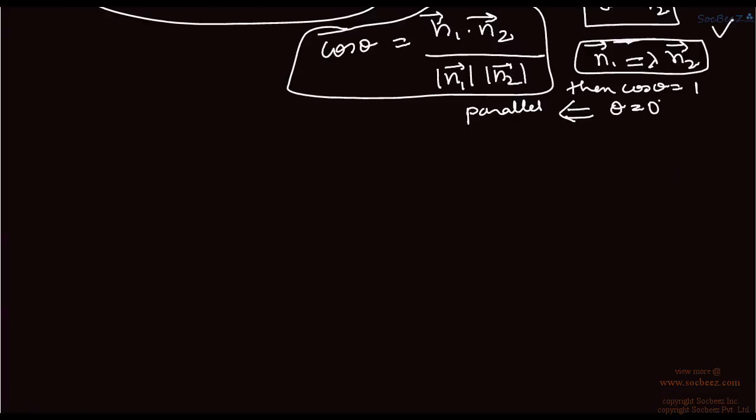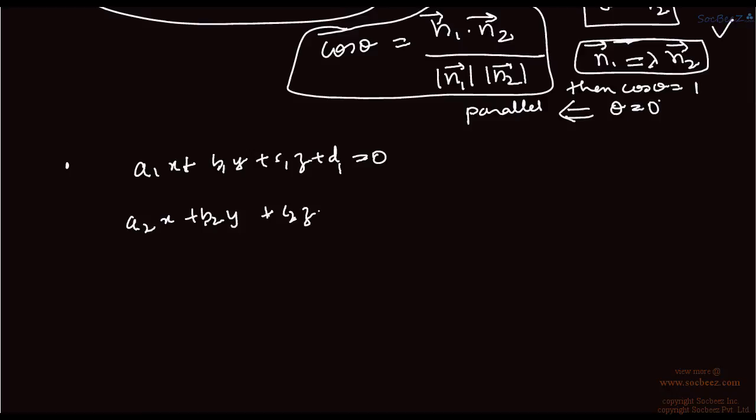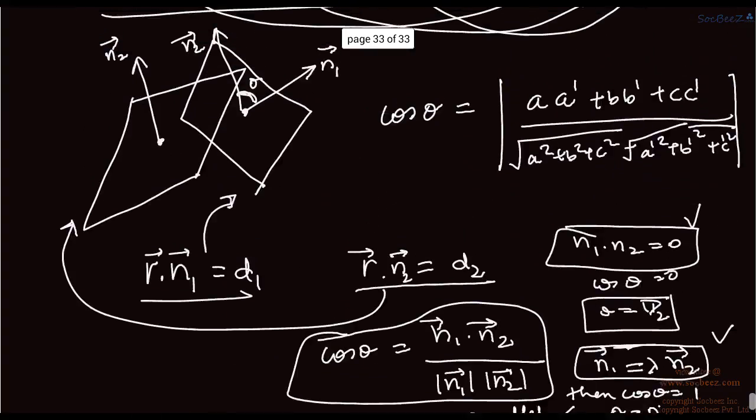Now the angle bisectors: the equation of the planes bisecting the angle between two given planes. Let's say we have a1x plus b1y plus c1z plus d1 equals 0, and the other plane is a2x plus b2y plus c2z plus d2 equals 0. We have two planes. Then we want the equation of the planes bisecting the angle between them.